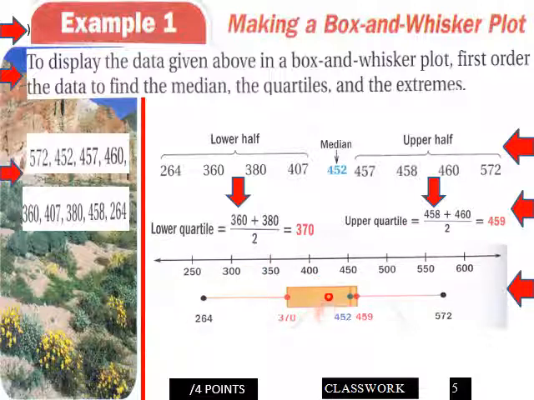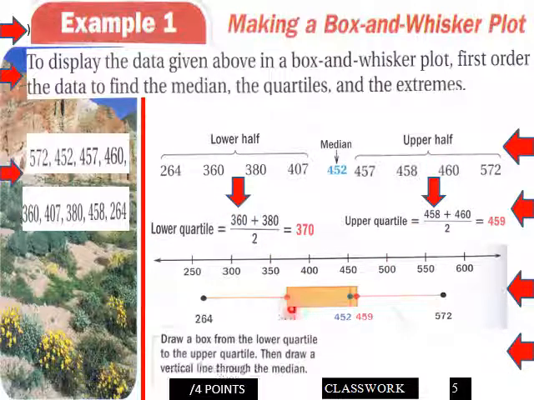And then we're gonna make a box and whisker of our situation here. So here's our lower extreme, 264. Here's our upper extreme, 572, and then we have a median of 452, which is right here, and then we have 459, which is the middle of our upper half, and then the middle of our lower half would be 370, which is right there.